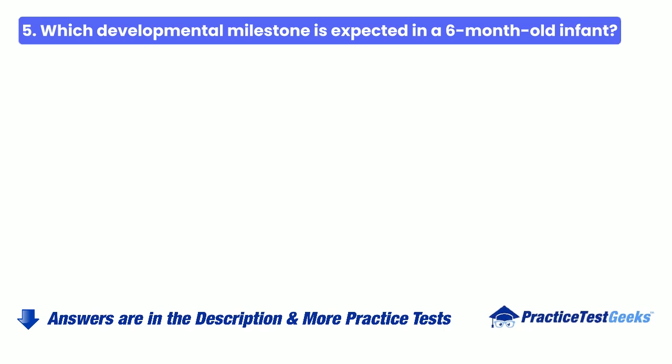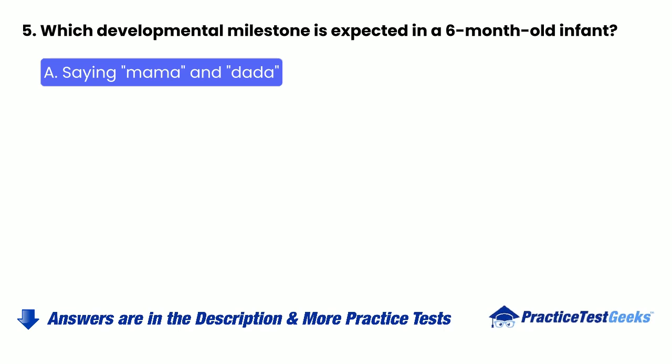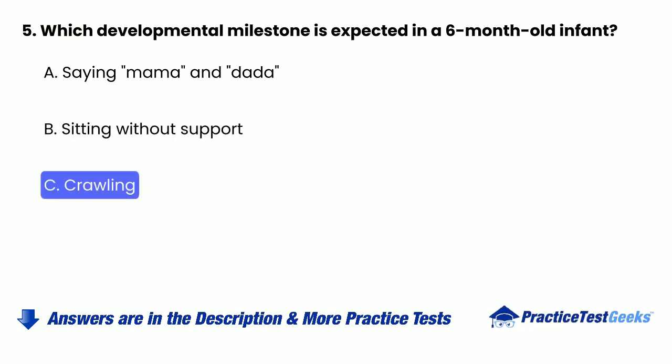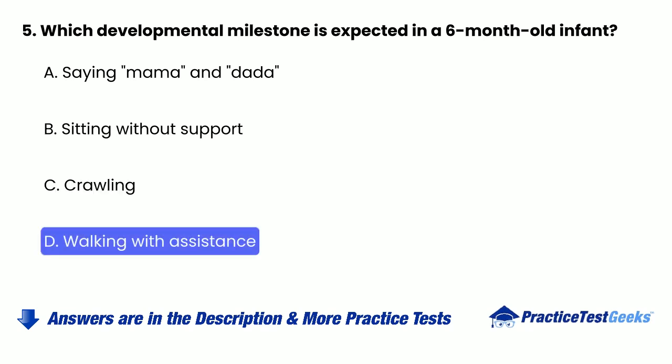5. Which developmental milestone is expected in a 6-month-old infant? A. Saying mama and dada. B. Sitting without support. C. Crawling. D. Walking with assistance.